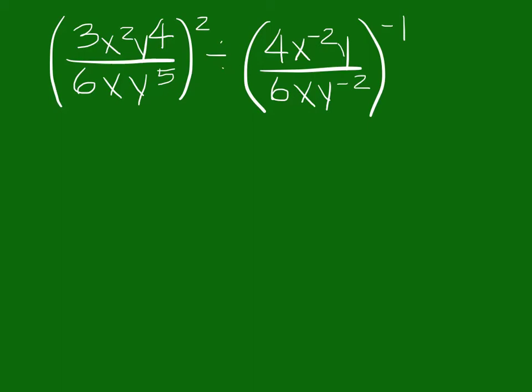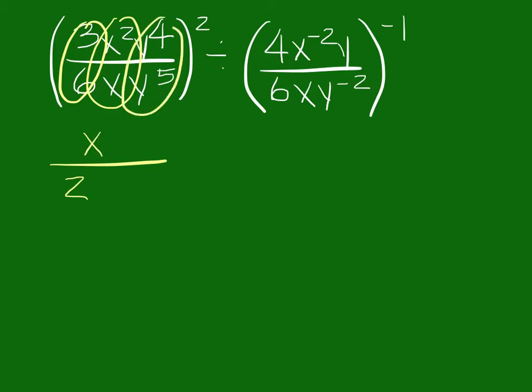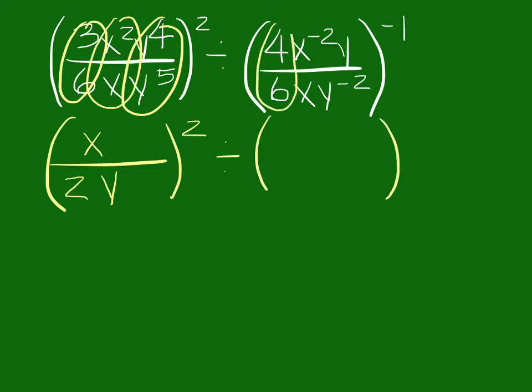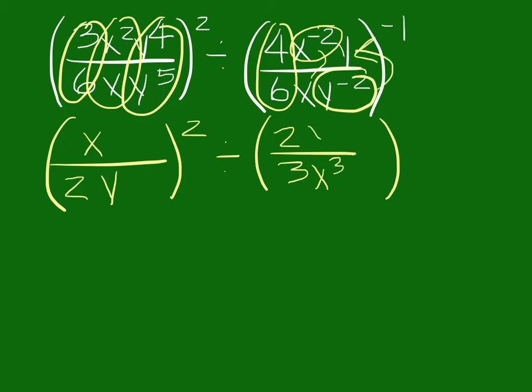Simplify the left in the parenthesis. This becomes a half, but just put a 2 on the bottom. This becomes x on the top, and this becomes y on the bottom. Still squared. On the right side, this becomes 2 over 3. And this goes to the bottom to merge and become x to the third. This goes to the top. It merges to become y to the third. Still to the negative 1 power.